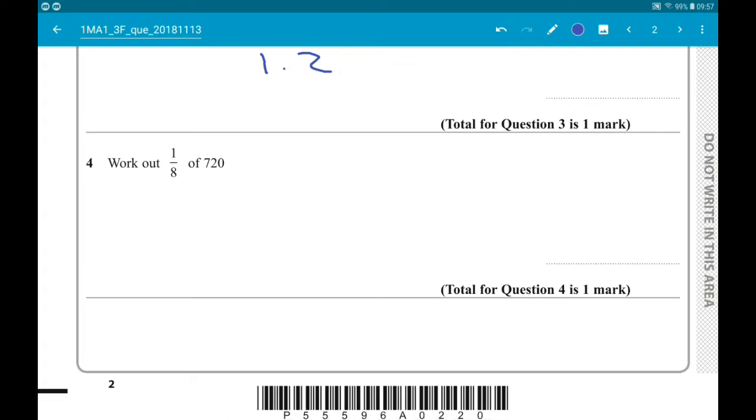Okay, then number 4, work out 1/8 of 720. So on your calculator you can either do 1/8 times 720 or 720 divided by 8 and you will get 90.